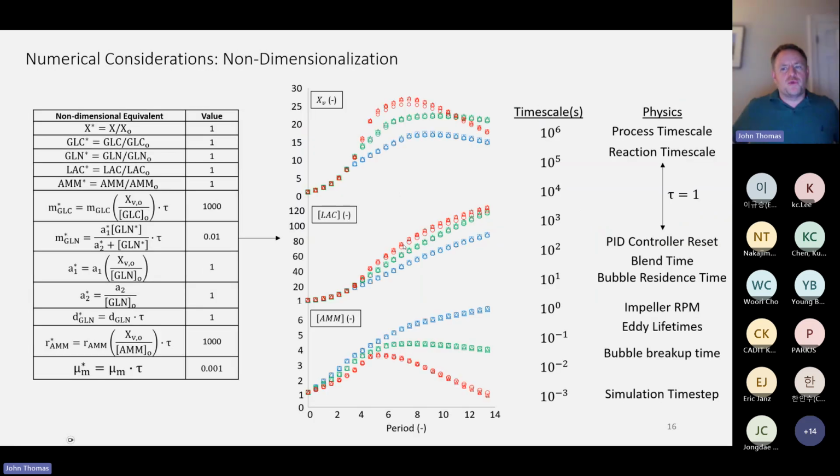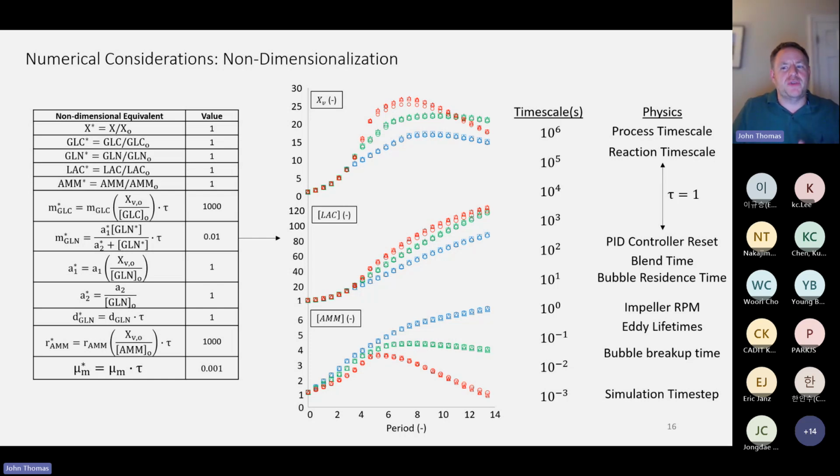Likewise, we're also going to think about reaction time scaling. Said again, we've got a simulation time step on the order of 10 to the minus 3 seconds. Our bubble breakup time is on the order of hundredths of a second, maybe 0.01, 0.005. Our eddy lifetime and impeller RPM is on the order of 1 second. Our bubble residence time is 10 seconds. Our blend time is maybe 50 seconds. Our PID controller is tens of seconds, as it were. Our reaction time scales are millions of seconds.